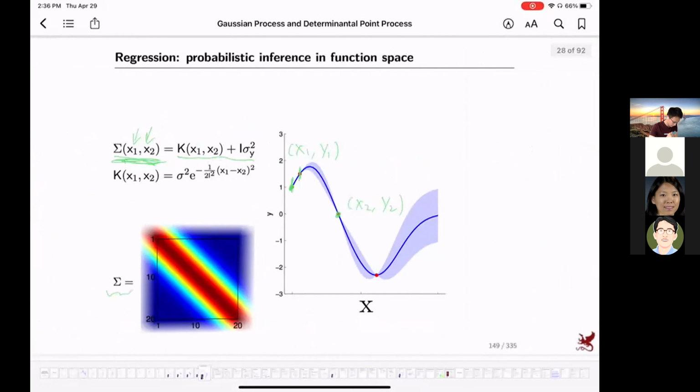Yeah, please. Personally, I think if we consider this curve as a time series, that's going to be easier. Suppose we want to fit a stock price time series. Then the x-axis is the time, and the y-axis is the stock price. Here, this covariance matrix or kernel means that if two time stamps are very close to each other, the difference in the stock price is also not going to be that big. That's why we can see the smoothness.